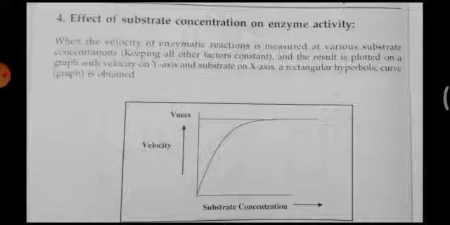You will get a rectangular hyperbolic curve, which shows the increase in the rate of the reaction up to a certain concentration level, and after that, an increase in the concentration level will not affect the enzyme activity; it will become constant. Hence the maximum velocity that is reached is called Vmax. Max means maximum, V means velocity, velocity maximum is given as Vmax.